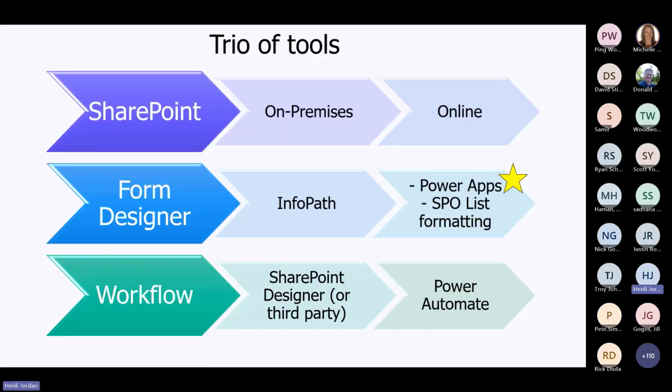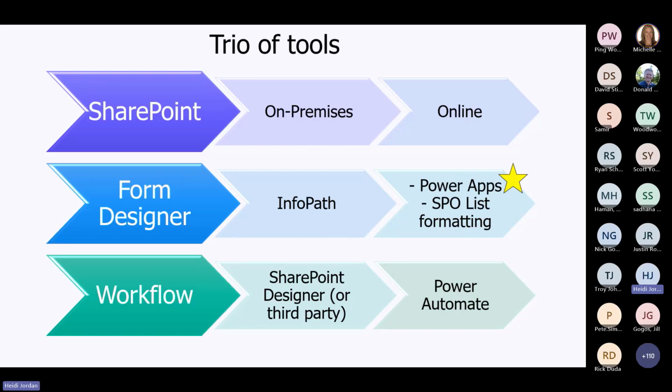So here's kind of the trio of tools, still going through the groundwork here. So we all know SharePoint. We came from on-prem to online. In SharePoint on-prem, our chosen forms designer was generally InfoPath, and now we're going to be using Power Apps, which is the gold star, which is what we're going to look over today. And then there are some additional options for just list formatting using JSON, and I'm also going to show that. And then going down the line a little bit there, for workflow, we generally used SharePoint Designer or some kind of third-party workflow solution. And then now we use Power Automate. So that's kind of like how this all maps together in the blocks.